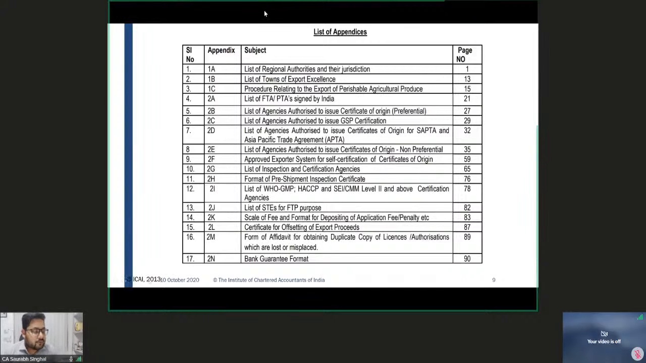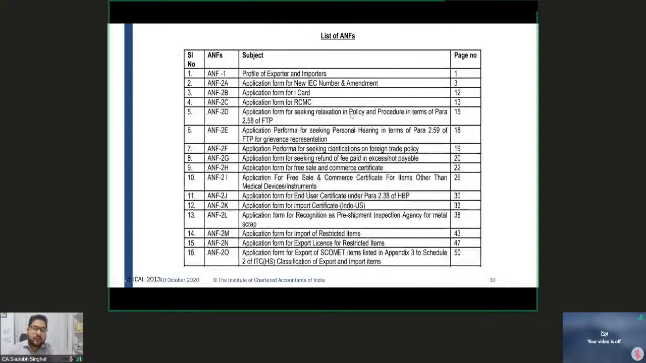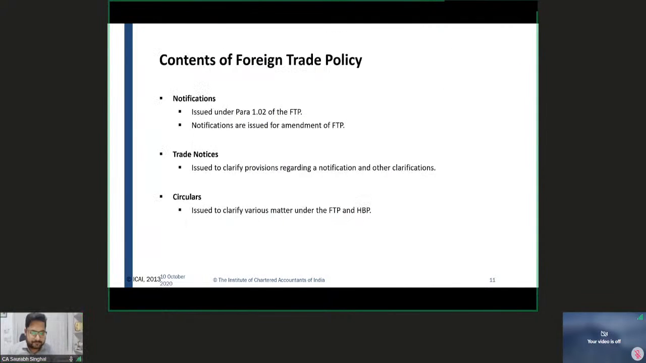This is that screenshot for appendices, which I should have placed earlier. What kind of appendices are attached to foreign trade policy? We discussed appendices and Aayat-Niryat forms. These are some of the appendices which are attached to the foreign trade policy. They contain the list of regional authorities and their jurisdiction. This is one appendix. Similarly, there are other types of appendices. These are the list of Aayat-Niryat forms, like the form for applying for RCMC, SEIS, MEIS, EPCG. I've just taken a screenshot of the book with the index for ANF.